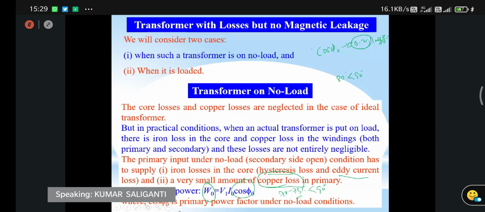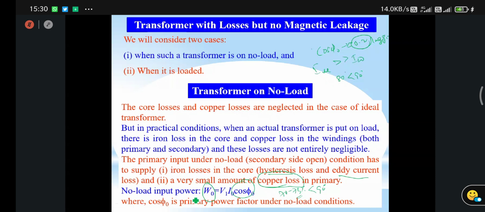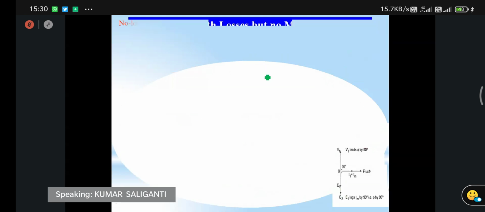Since the working component of current is very small compared to the magnetizing component of current here, that's why we have a low no load power factor because of Im, the magnetizing component of current. The magnetizing component is much greater than the working component, because I0 contains both the magnetizing component and the working component. We'll see how we get it. The no load condition of an actual transformer is shown vectorially in the figure.